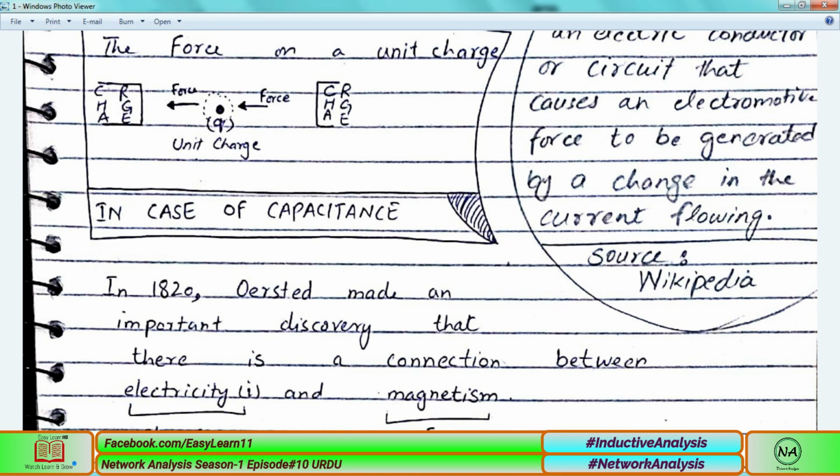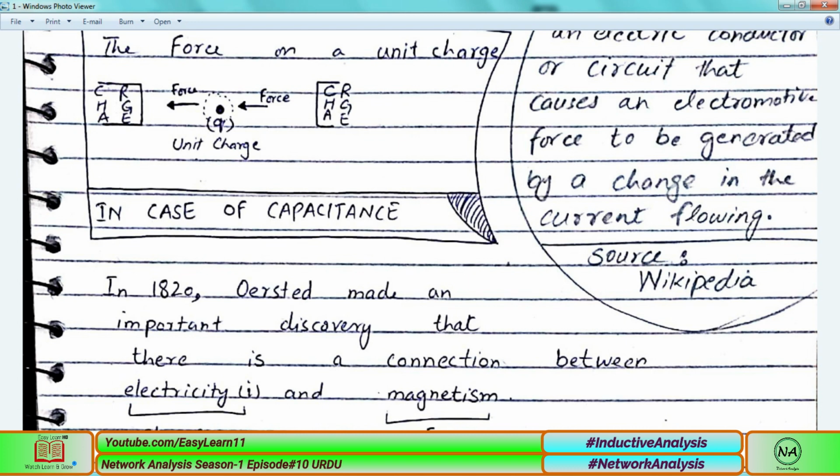In 1820, Professor Ørsted made a very important discovery that there is a relation between electricity and magnetism. We will discuss this with the help of formulas in the next coming lectures and in today's lecture also. But right now, in 1820, a very interesting phenomenon happened in the class of Professor Ørsted.